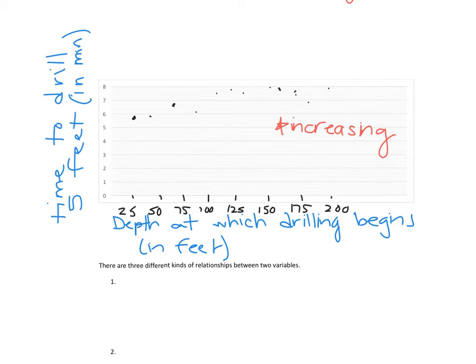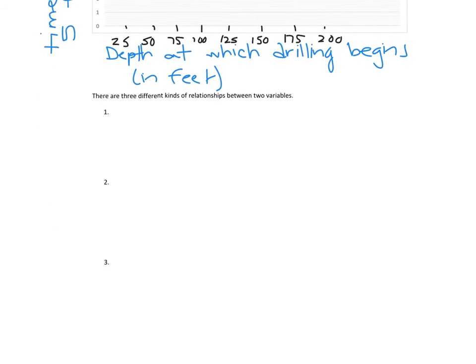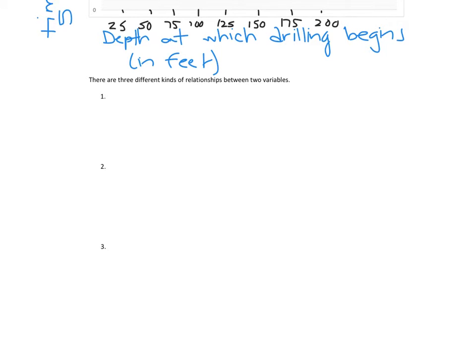Okay, so like I said, if we wanted to draw a line through this, it would be an increasing line. And so we could say that this is a linear relationship. So we're going to talk about the three different kinds of relationships between the variables. We're going to focus mainly in this chapter on linear relationships. It could be a positive linear relationship or negative.